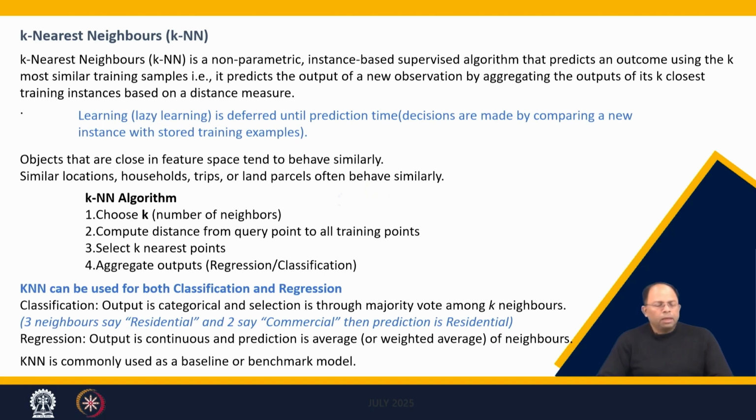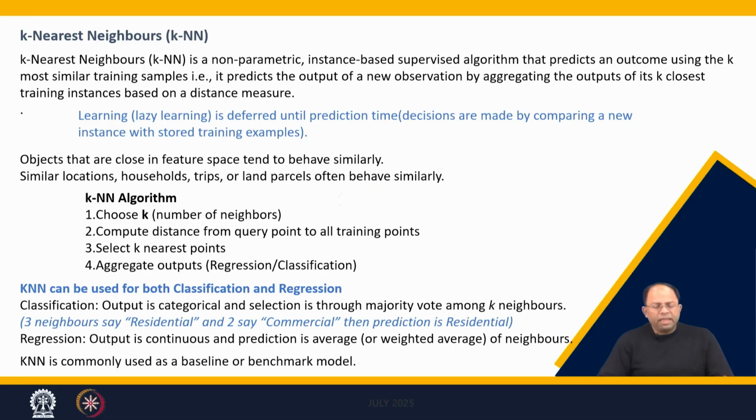So the different steps that usually we follow: first we choose the value of k, that is, how many neighbors we should compare with. That means how many neighbors around this particular instance which we are trying to predict for, we will consider. Then compute the distance from the query point to all the training points. So what is the distance from this new point to all the surrounding training points, and how do I compute that distance? That's another important thing. Then select the k nearest points.